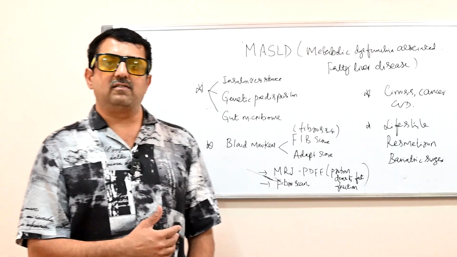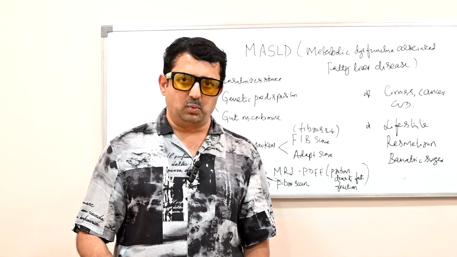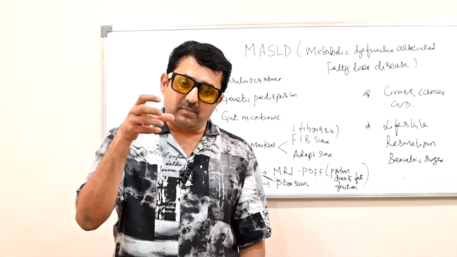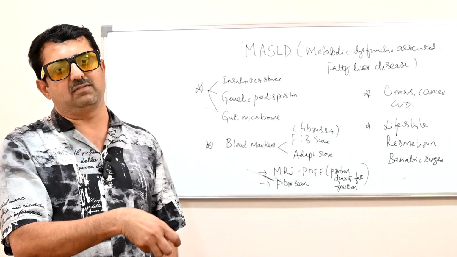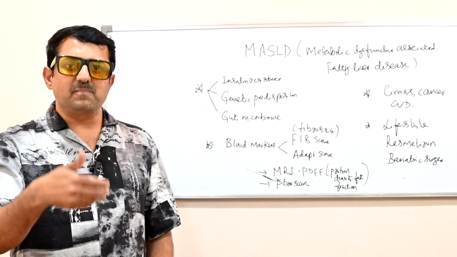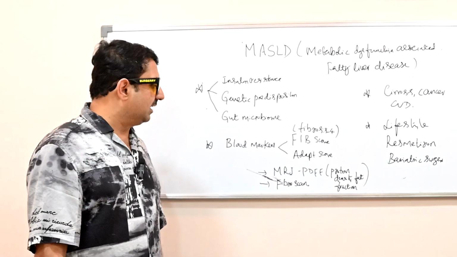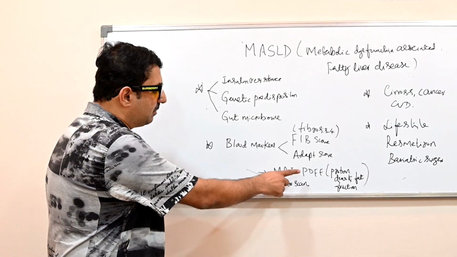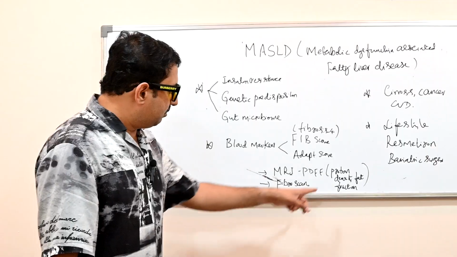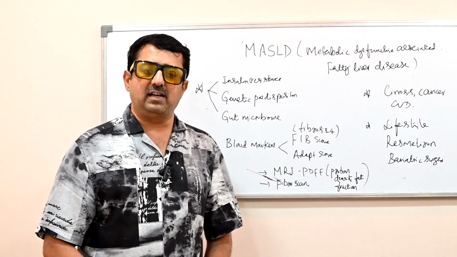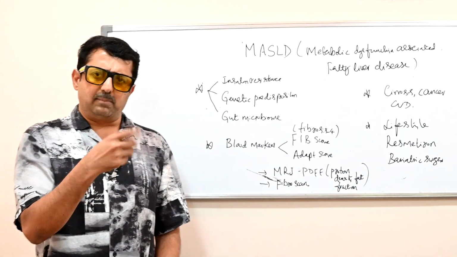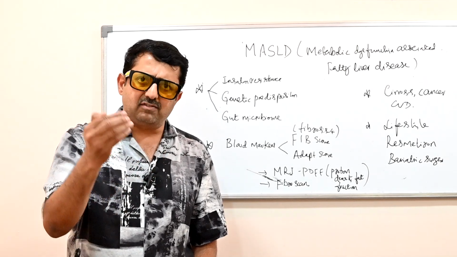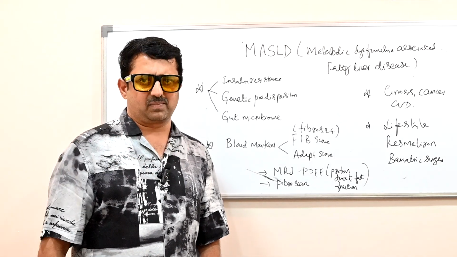And suppose you have fatty liver grade 1 or 2, and you want to know exactly how much percentage of fat is deposited in the liver, then you have to go for higher imaging options. One of them is MRI PDFF, MRI proton density fat fraction, which will exactly tell you, above 5%, what is the percentage of fat deposited in the liver.